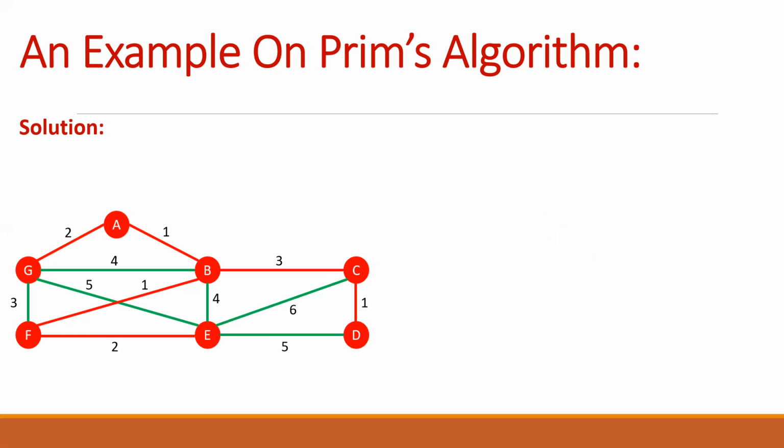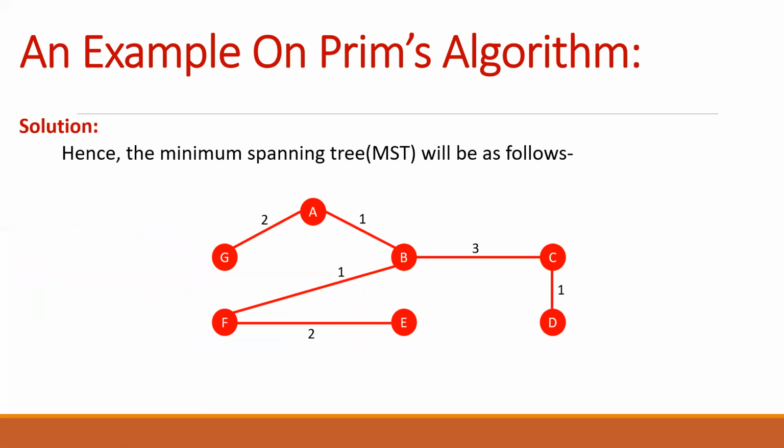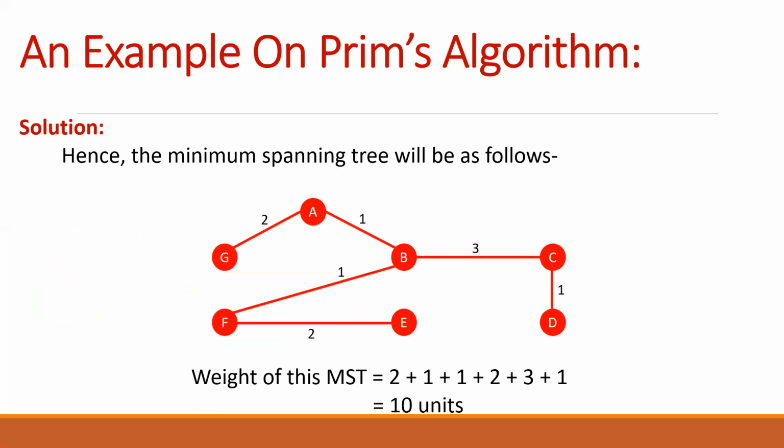Now all the vertices are highlighted, means all the vertices are processed, and 1, 2, 3, 4, 5, 6, 7. There are 7 vertices. And now you can count the total number of edges are 1, 2, 3, 4, 5 and 6. N minus 1 edges. For n vertices, there are n minus 1 edges, means we have to stop our processing now. And we get our desired minimum spanning tree like this. So this is the minimum cost spanning tree or minimum spanning tree. And the weight of this minimum spanning tree is 2 plus 1 plus 1 plus 2 plus 3 plus 1, means total of 10 units.